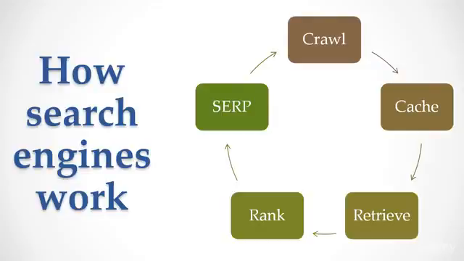So let's start by having a look at the 5 key areas involved in how search engines work. And that's number 1, crawl, number 2, cache, number 3, retrieve, number 4, rank, number 5, SERP. Those words don't necessarily mean much to you at this stage, but let's look into them in a little bit more depth. So number 1, crawl.